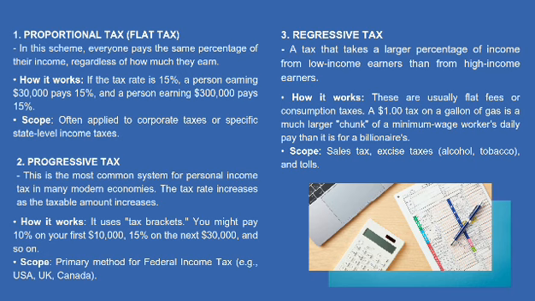3. Regressive tax. A tax that takes a larger percentage of income from low-income earners than from high-income earners. How it works: these are usually flat fees or consumption taxes. A $1 tax on a gallon of gas is a much larger chunk of a minimum wage worker's daily pay than it is for a billionaire's. Scope: sales tax, excise taxes, alcohol, tobacco, and tolls.